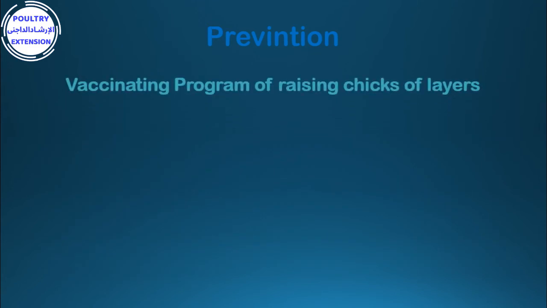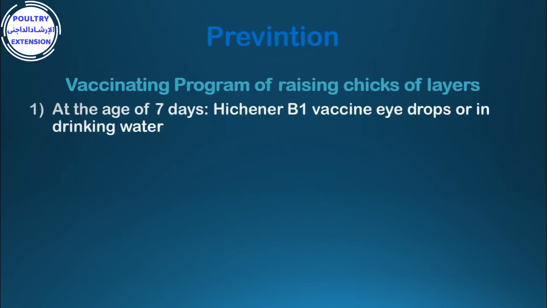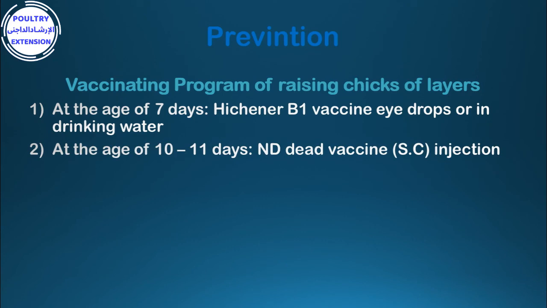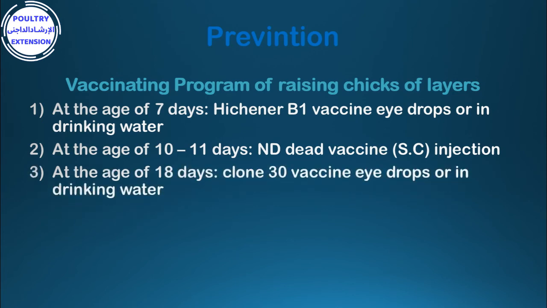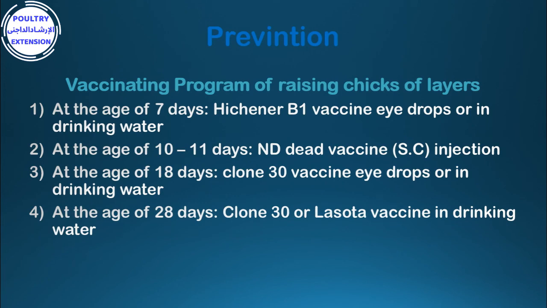Vaccinating program of raising chicks of layers. 1. At the age of 7 days, HNRB1 vaccine eye drops or in drinking water. 2. At the age of 10 to 11 days, ND vaccine SC injection. 3. At the age of 18 days, Clone 30 vaccine eye drops or in drinking water. 4. At the age of 28 days, Clone 30 or Lasota vaccine in drinking water.